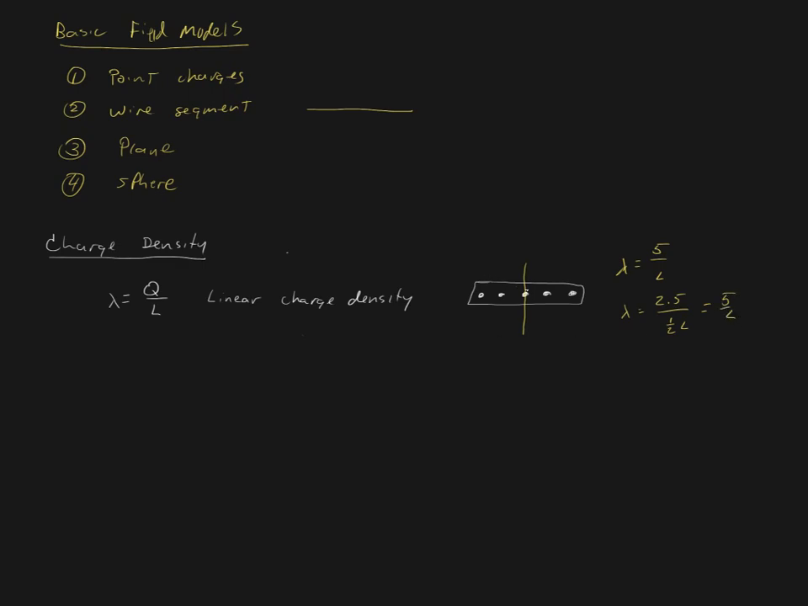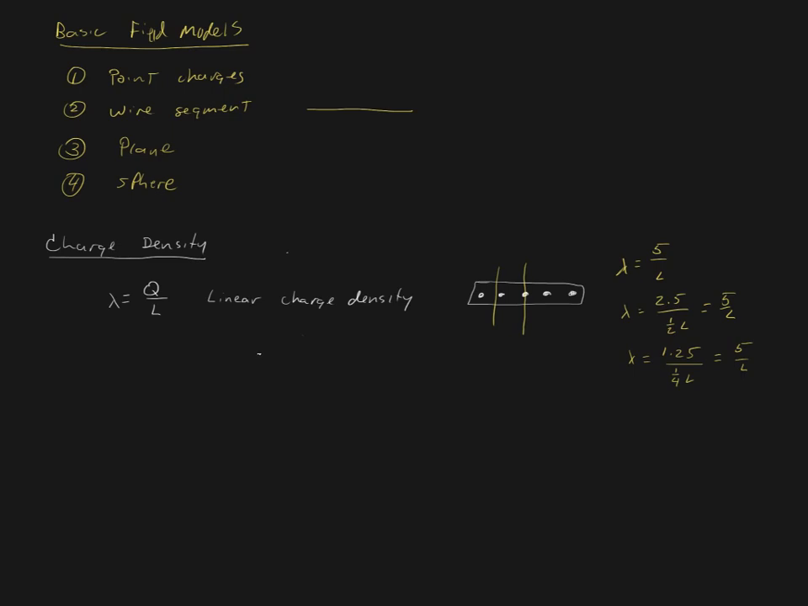If I were to cut the half in half, then that would be right about here. Then my linear charge density is going to be 1.25 over 1/4 L, which again simplifies down into 5 over L. So this is for a uniform charge density. All of these are going to be for a uniform charge density, which means it's constant.